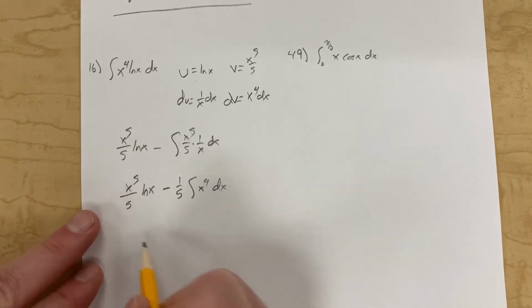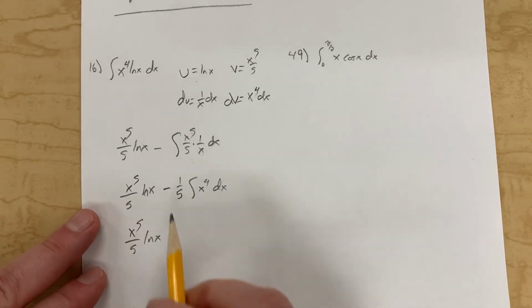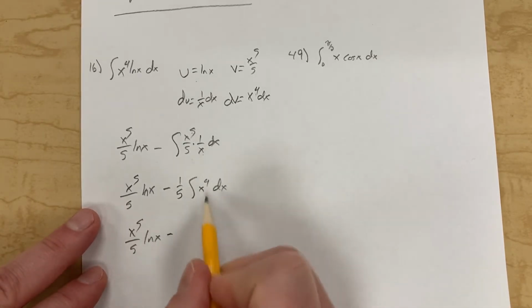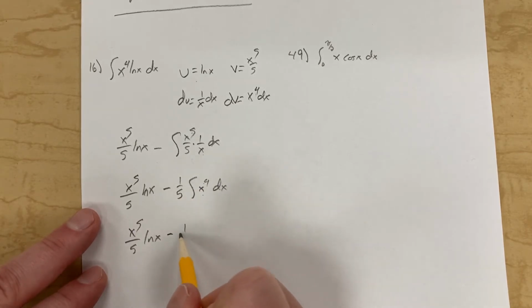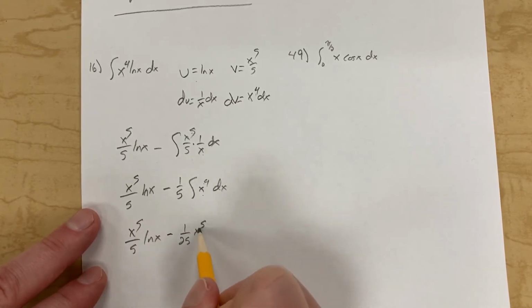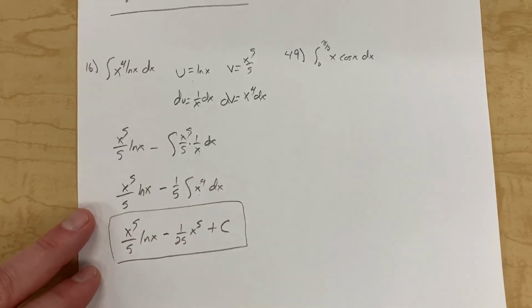All right, and then for our last little bit here, we'll go x to the 5th over 5 natural log of x minus, and this will be 1/5 times x to the 5th over 5. So that's going to be 1/25 x to the 5th plus c. So I did 2 steps there. Hopefully you followed that. That's our answer there.